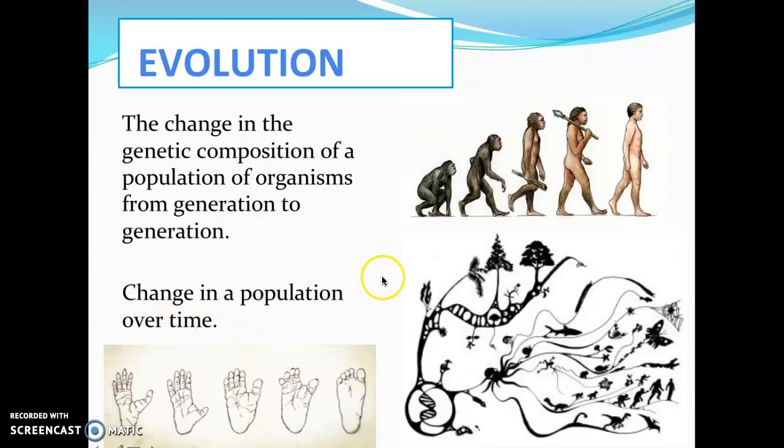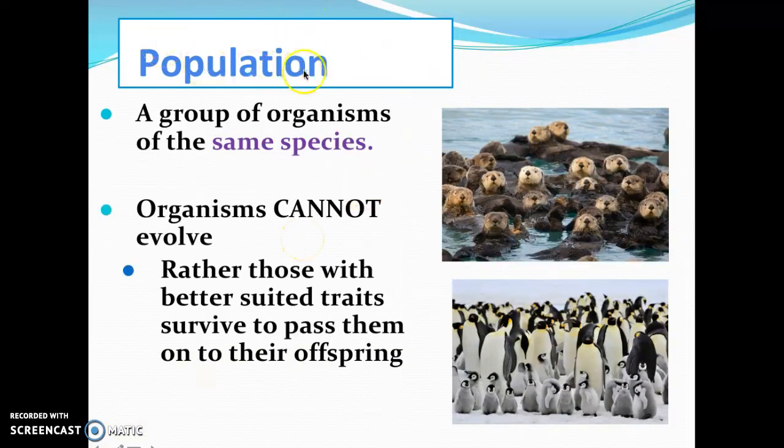Okay, something that is important to understand here is that populations of organisms over a long, long period of time have evolved different traits and different characteristics that have helped them survive in their environment. All right, so the next thing that we need to know is the word population, and it says here that it is a group of organisms of the same species. So we talked about this before, just a group of organisms that are all the same species. We want to coin that the word population.